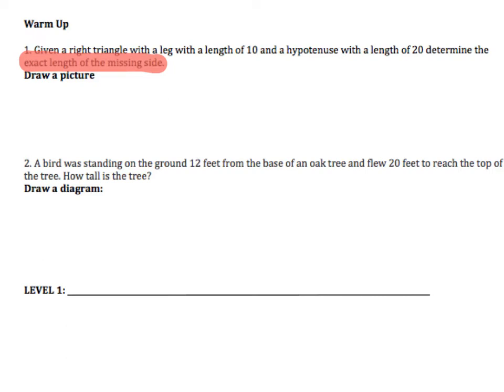So let's just go ahead and draw a picture. So we've got a right triangle. One of the legs is going to be 10. It doesn't matter which side that you label. You could have labeled the bottom as 10. But the hypotenuse is going to be 20. Find the length of the missing side. So Pythagorean theorem sounds like a good choice for us. So that's either A or B.